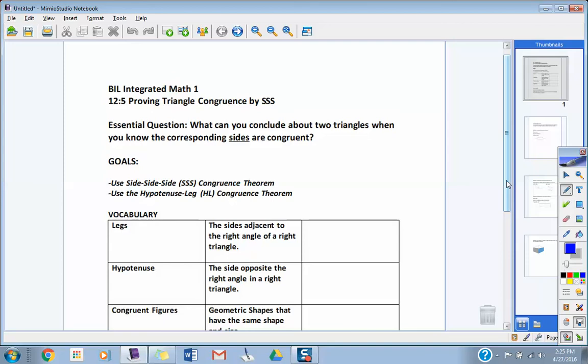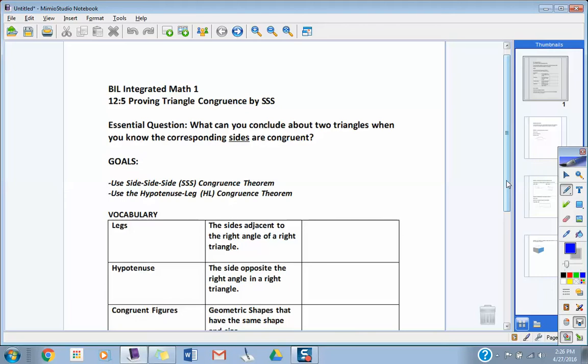Titled Proving Triangle Congruence by, this time, SSS. What do you guys think that stands for? Side. It's going to stand for side, side, side. We're going to talk about 3 different sides. And we're trying to figure out today what you can conclude about 2 triangles when you know the corresponding sides are all congruent. All right?